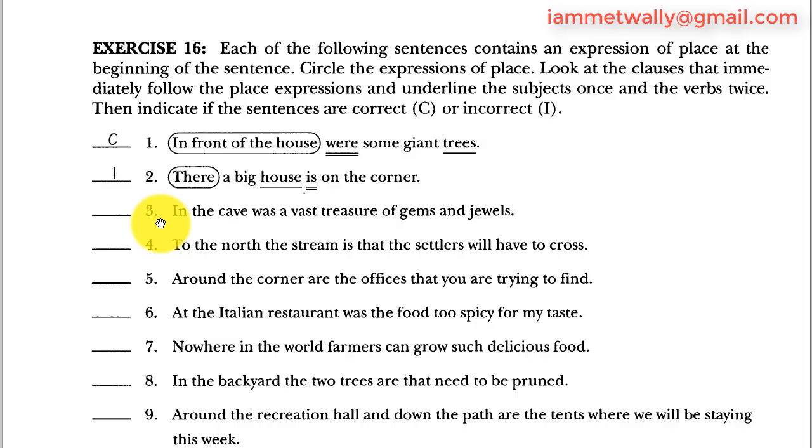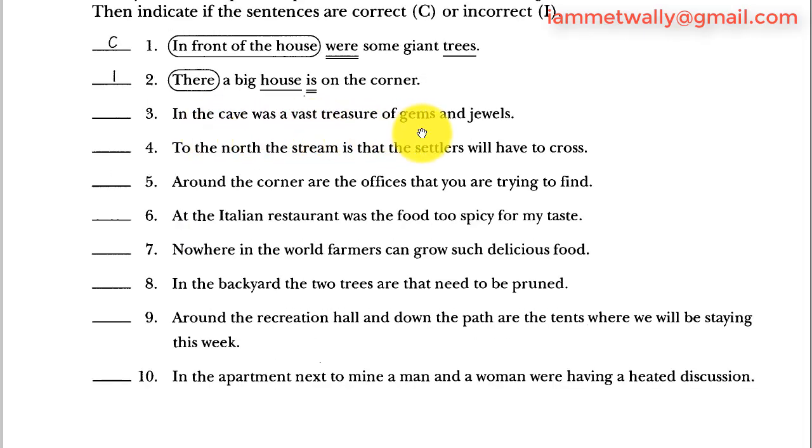Let's go to 3. In the cave was a vast treasure of gems and jewels. In the cave, this is the place expression. So what is the verb? A vast treasure of gems and jewels is the subject, and in this sentence the place expression is important, so I have to invert. This is inverted, so the sentence is correct.